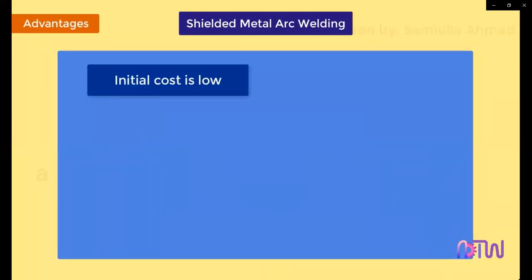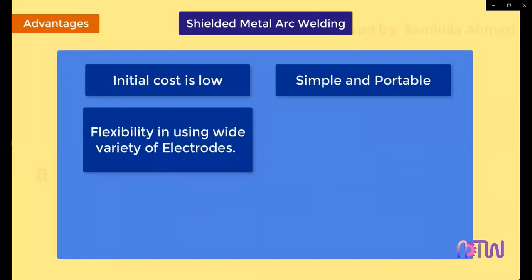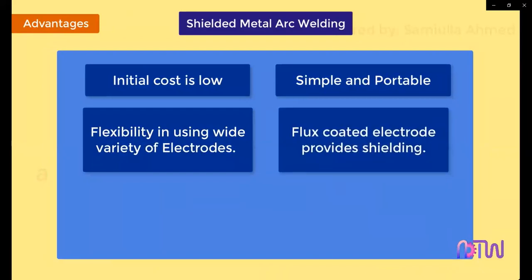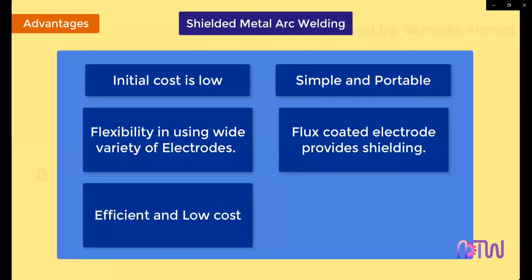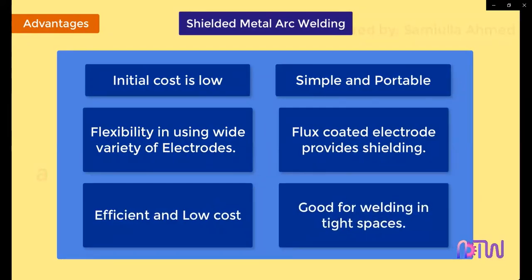Advantages. The initial cost is low. The welding equipment is simple and portable. Flexibility of the process in using a wide variety of electrodes. The electrode is flux-coated, which provides shielding, hence no need for heavy gas cylinders of shielding gases. An efficient and low-cost way of joining metals. And good for welding in tight spaces.